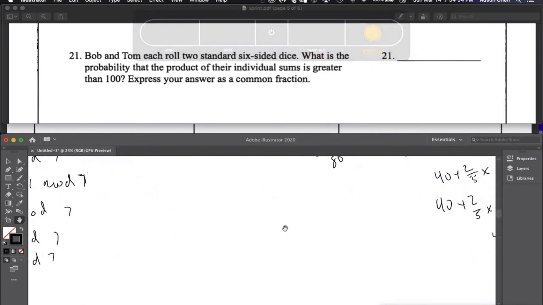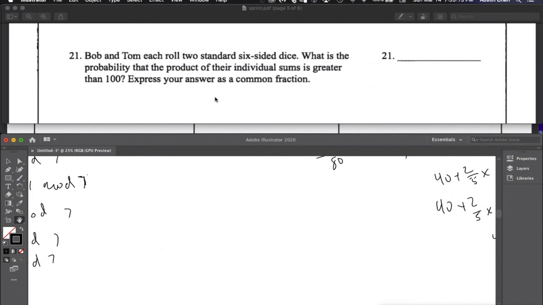Okay. 21. Bob and Tom each roll 2 standard 6-sided dice. What is the probability that the product of their individual sums is greater than 100? Express your answer as a common fraction. You need to think of the ways that you can have the sum of 2 6-sided dice, and have those sums multiply to something greater than 100. So, think of what the sums of 2 6-sided dice can be. It can range from 2 to 12.